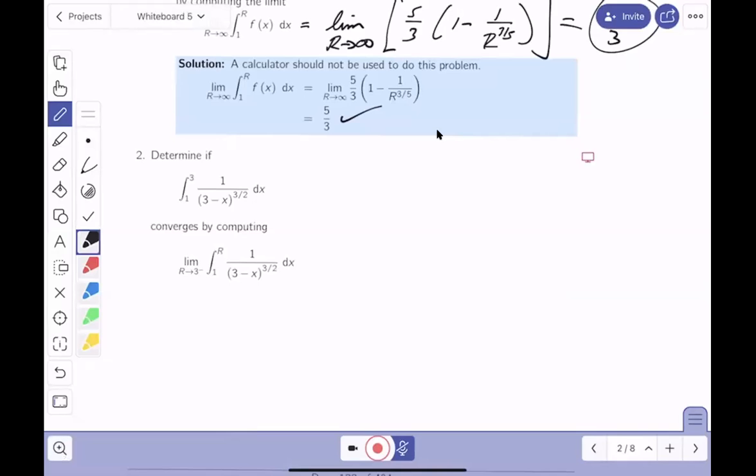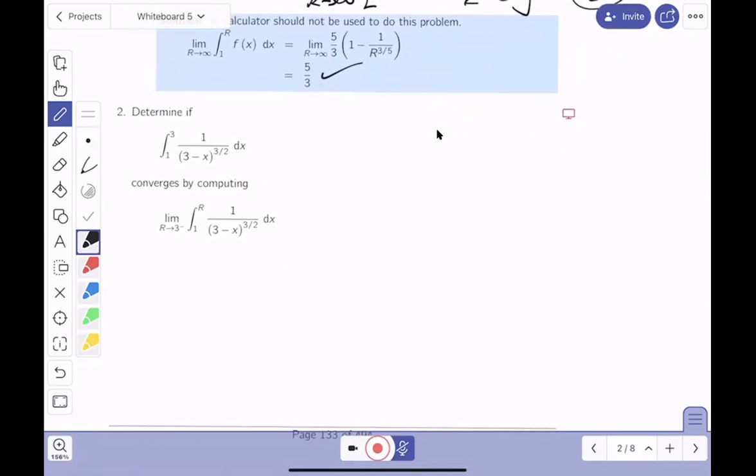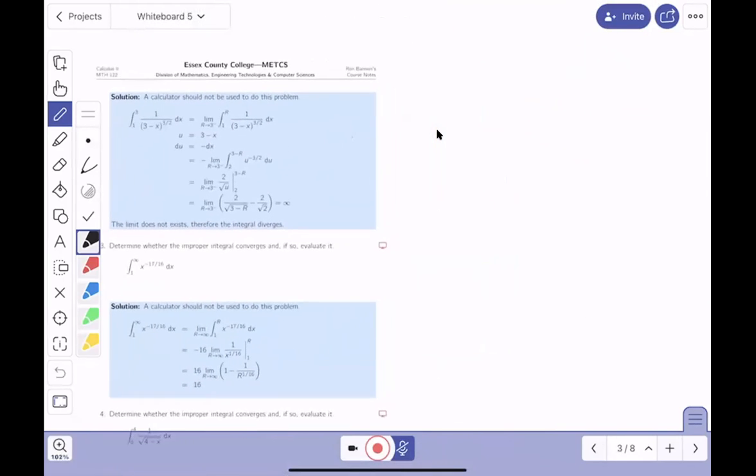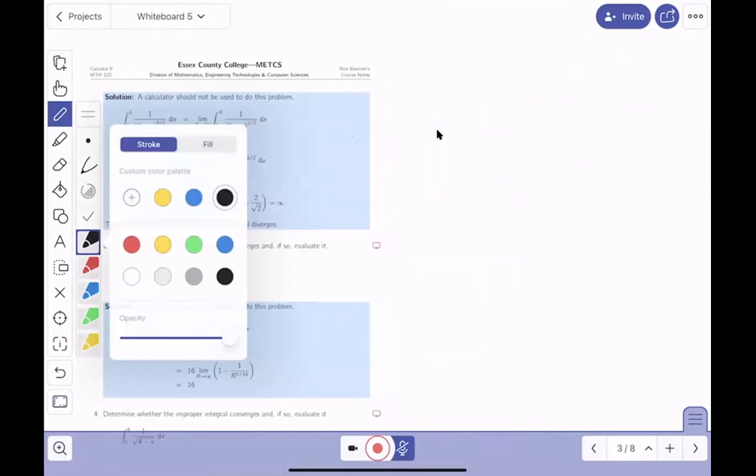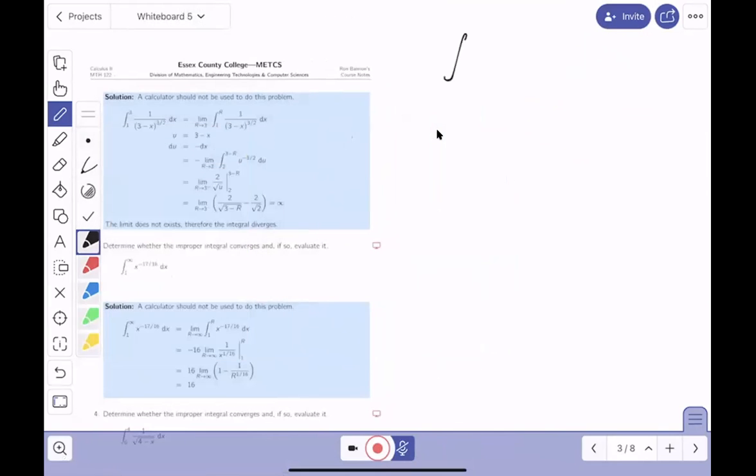Next one, they're writing down what I need to do. Again, if I were doing this, let's go to the next page because the answer is going to be over there. So I'll write down what I need to do and I'll go through the work. They want me to do the integral from 1 to 3 of 1 over (3 minus x) to the 3/2 dx. And they're telling me that this is improper. And what does that mean? They're telling me that I'm going towards 3 on the interval from 1 to 3, from the left side.